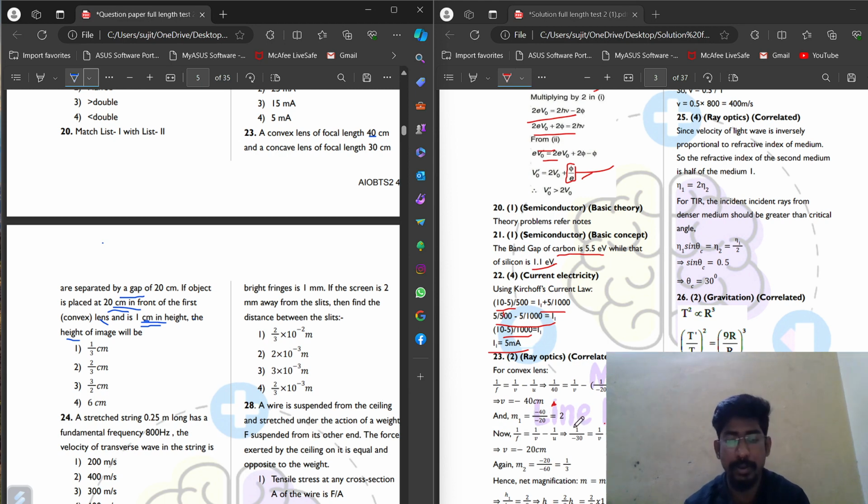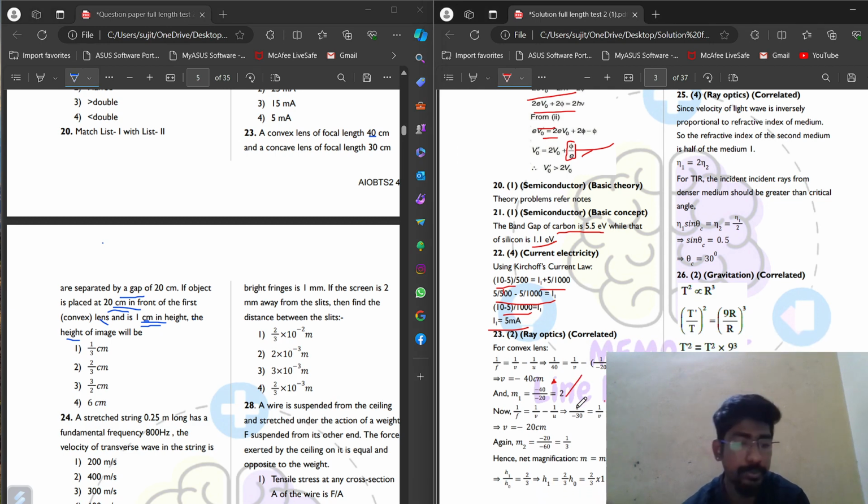So m1 will be equal to 2 for the convex lens. Now the image will be further magnified by the concave lens, so here you have to calculate v also. If two lenses are given, the net magnification is given by the multiplication of the two magnifications, that is m1 into m2.